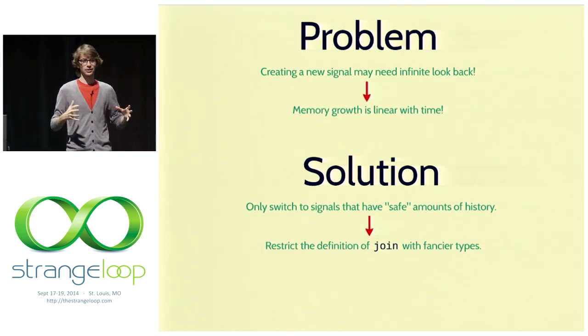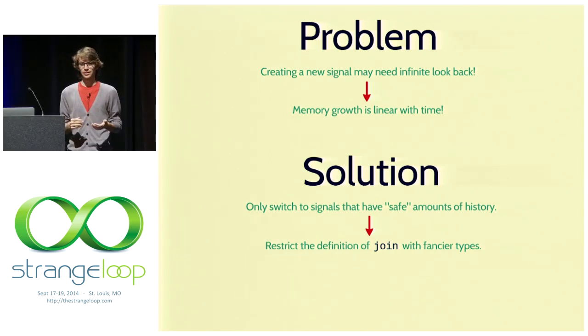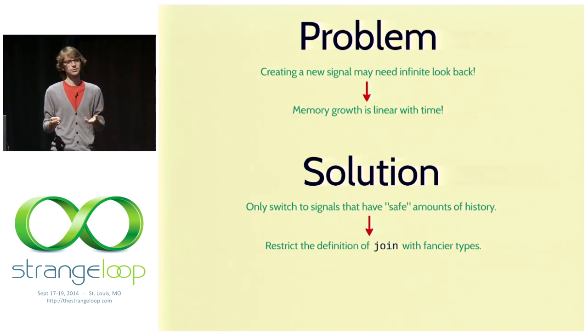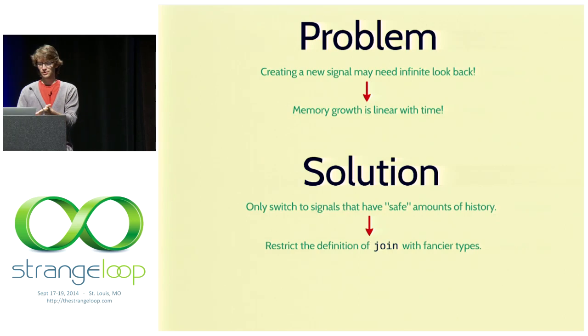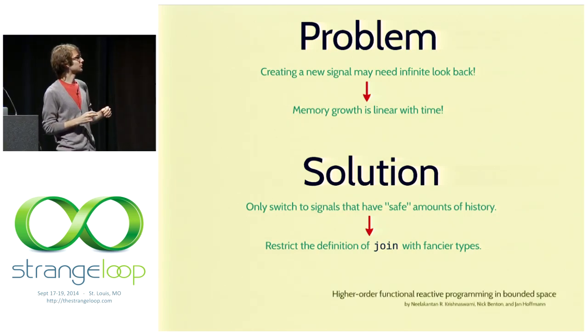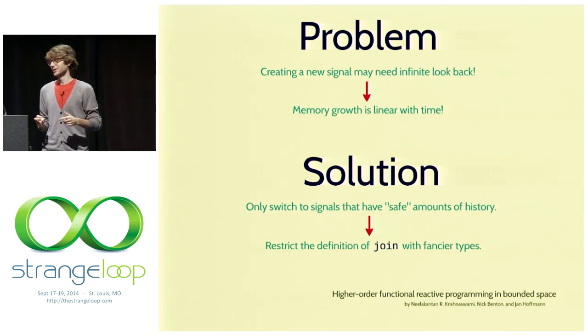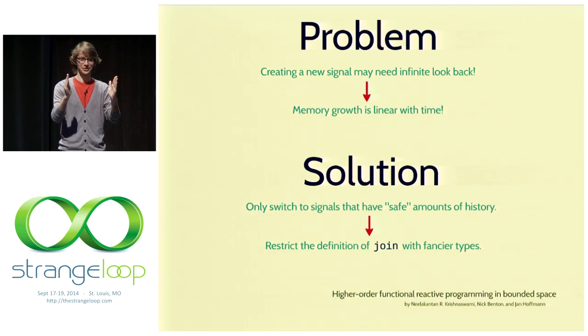And this is where a lot of the research has gone on this topic. And when you see a modern library in Haskell or wherever else that is in this category of higher order FRP, it's going to be doing a trick like this. So one cool example of it is this paper, Higher Order Functional Reactive Programming in Bounded Space. The names get very long for these papers when your topic is functional reactive programming.